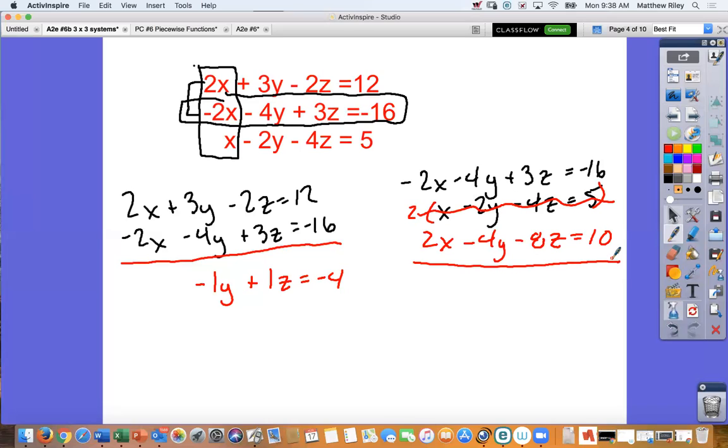Again, I'm not trying to take up a ton of paper or room. Make sure that you understand what you're trying to do. So I multiplied the entire equation by 2, so I did that, and I lightly crossed it out. Once I have opposites, add the equations. There we go. Any questions there?